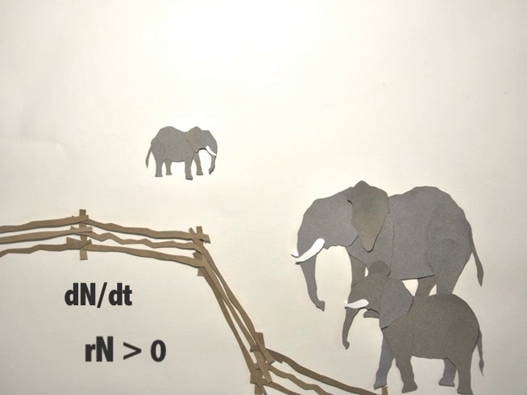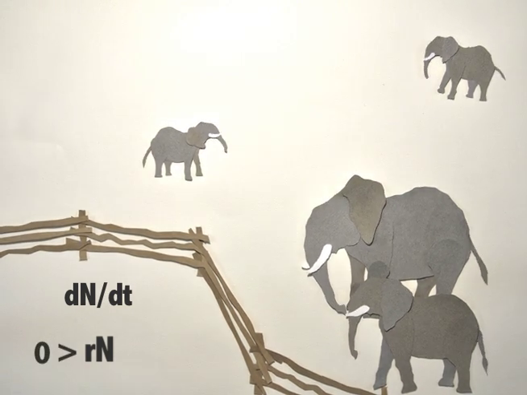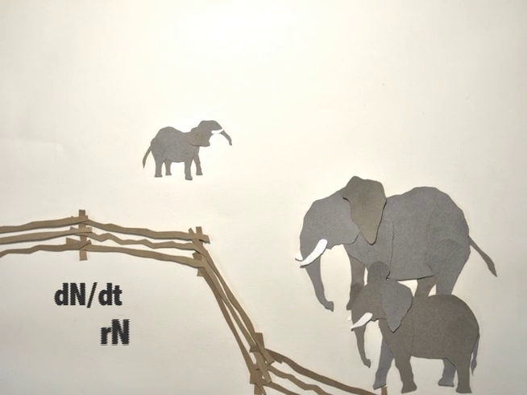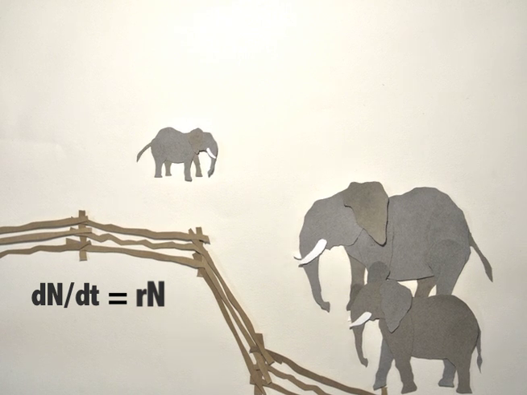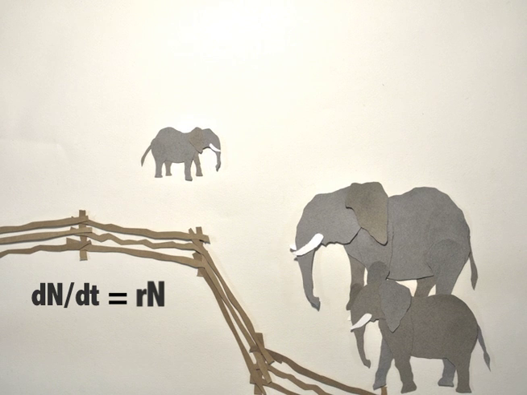And if R is greater than 0, the population grows. Conversely, if R is less than 0, the population declines. We now have a growth rate. As you can see, the growth rate is proportional to the population size, characteristic of an exponential function.